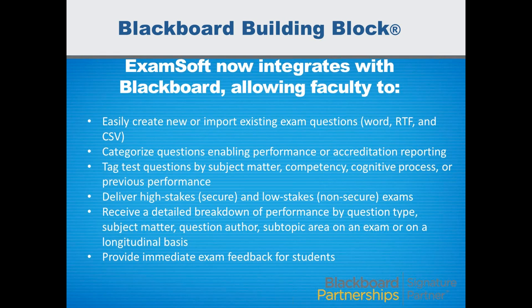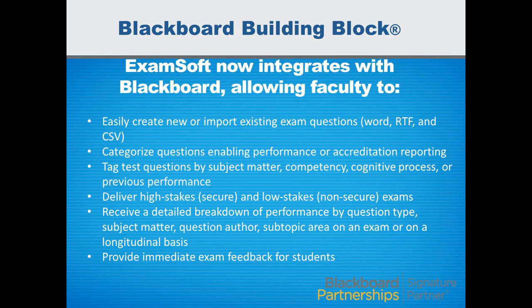You can categorize your questions, which enables performance or accreditation reporting. You can have an unlimited number of categories. So this might be something like student learning outcomes, it might be Bloom's taxonomy, it might be accreditation, whatever you want to measure. It tells you how your students are doing, and it tells you how your actual question content is doing, and it does that over time. It allows you to tag questions by subject matter, competency, cognitive process, or previous performance. And of course, one of the main things that Patrick adopted our solution for was to deliver high stakes, really secure tests, but you can also do low stakes, non-secure exams. So you have both options.